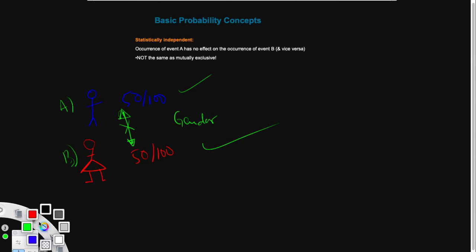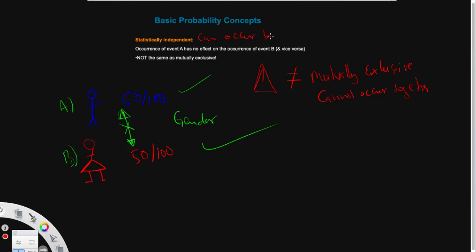But having said so, we must be very careful that statistically independent is not equal to mutually exclusive. The difference is that mutually exclusive events cannot occur together, but statistically independent events can occur together but do not affect each other. So there's a big difference to make there.